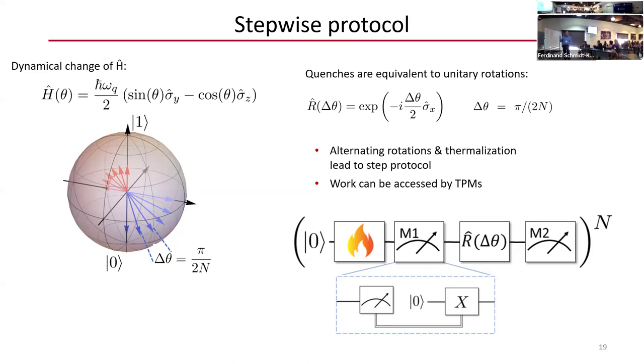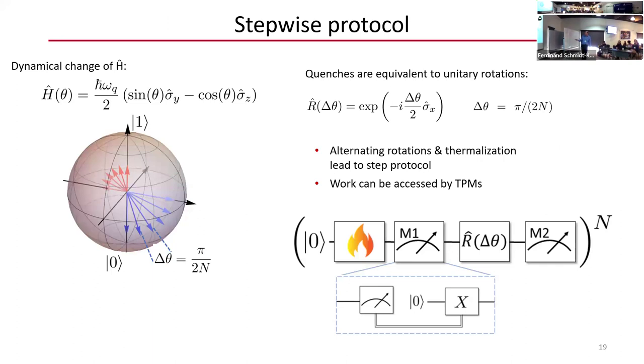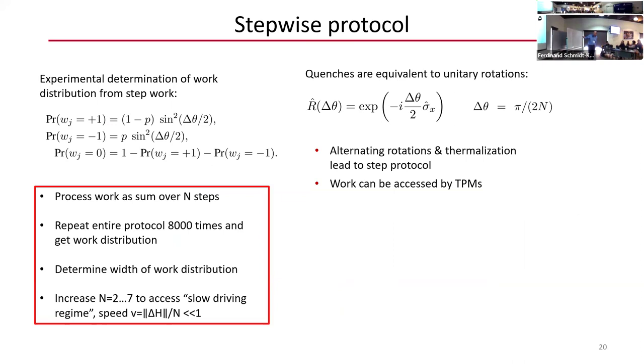That is measure. And then we repeat this. You remember the protocol had many steps here. So we repeat this n times. And the higher n is, the smaller are these little rotations of the Bloch vector, the more it is chopped into small pieces with a very high n. And that is slow driving if we do a very high n. But with a small n, this is not what we want. It's not under slow driving. So we want to chop it up in various ways.